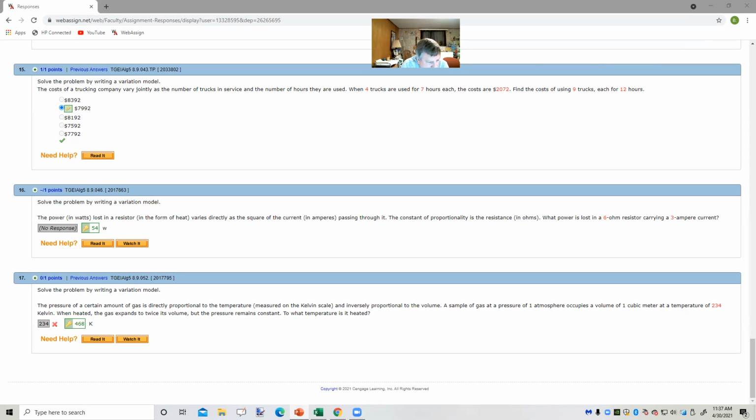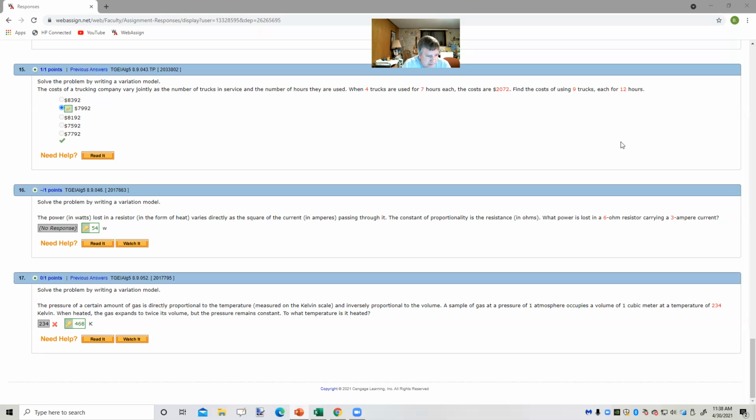And it says the pressure, so P, is directly proportional, so K times T, the temperature, and inversely proportional to the volume. So I've got P equals KT divided by V. You okay with where I got that? Yes, that I have down. Okay. It says a sample of gas at a pressure of 1 atmosphere, so that's P, so 1 equals, occupies a volume of 1 cubic meter, so volume would be 1, at a temperature of 234 degrees Kelvin, 234.